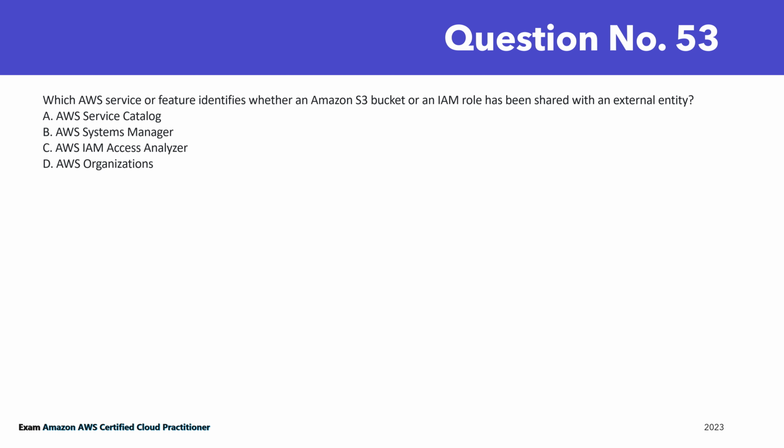Which AWS service or feature identifies whether an Amazon S3 bucket or an IAM role has been shared with an external entity? A. AWS Service Catalog. B. AWS Systems Manager. C. AWS IAM Access Analyzer. D. AWS Organizations. Correct answer, C.